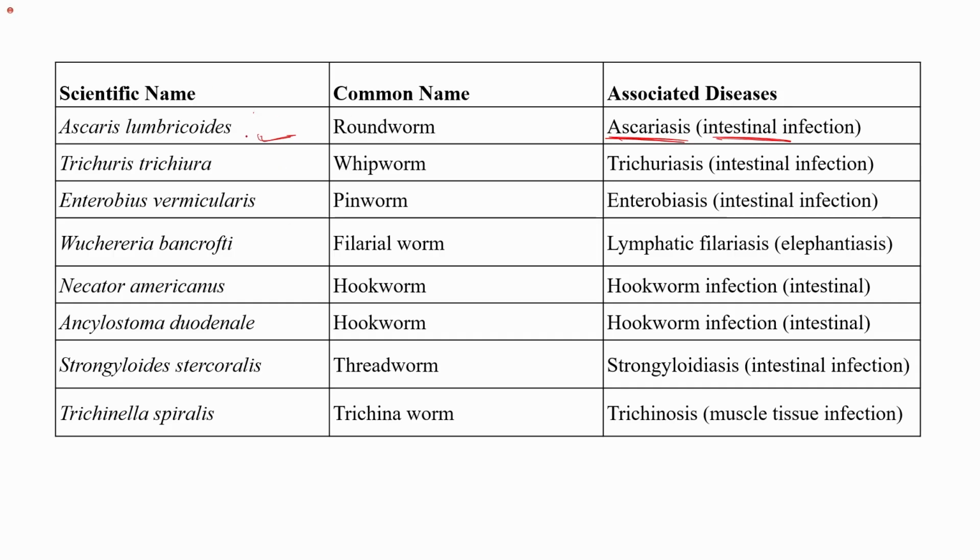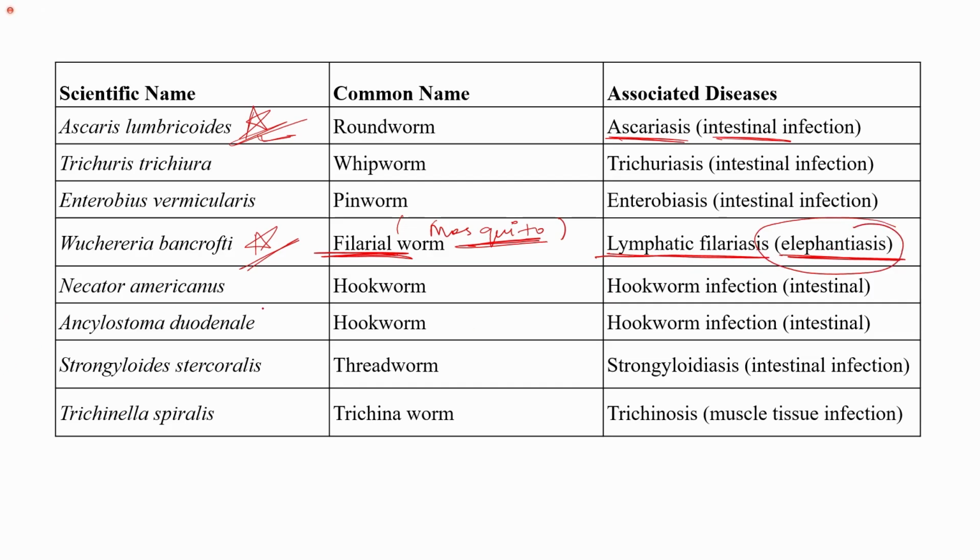The most important ones are firstly Ascaris lumbricoides. The next is Wuchereria bancrofti, which is the filarial worm. It is spread with the help of the mosquito. So basically, it is a vector-borne infection. It spreads with the help of mosquitoes. So it causes lymphatic filariasis, which is elephantiasis, that leads to the swelling of the organs.